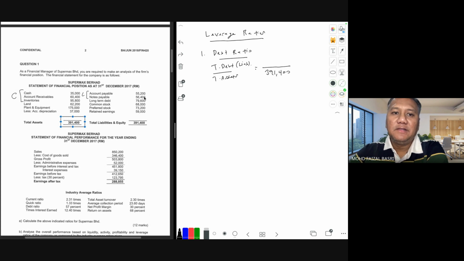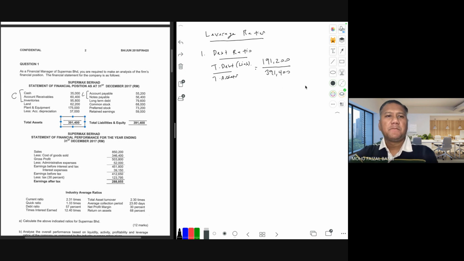Okay. But we don't have the total liabilities just yet. Kita ada current tadi. Current liabilities is the combination of these two. So untuk dapatkan total liabilities, we need to add the current together with the long term. Okay, long term debt dia lah 79,600. So kita kena add all three. Maknanya current liabilities ada dua tadi. And then we add together with the long term. 55,200, 56,400, and also 79,600. So it's 191,200. Okay, 191,200 divided by 391,400 for the total assets.